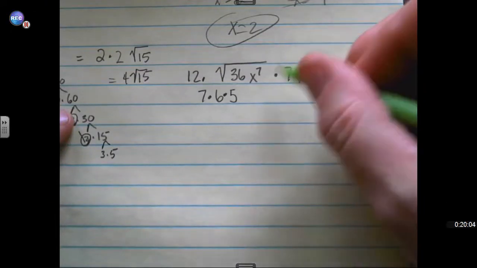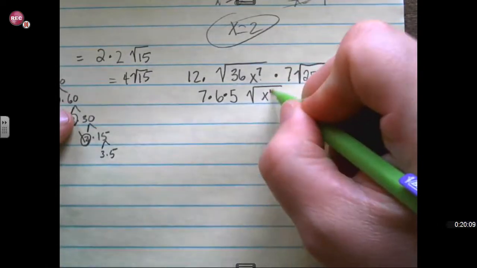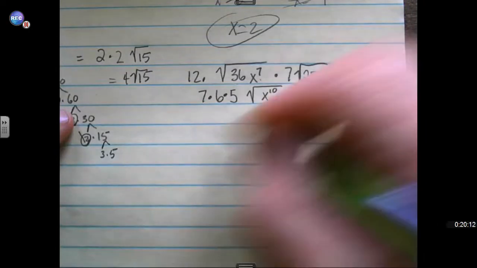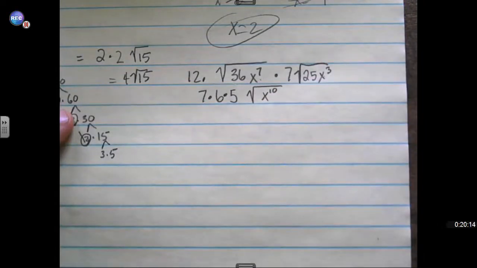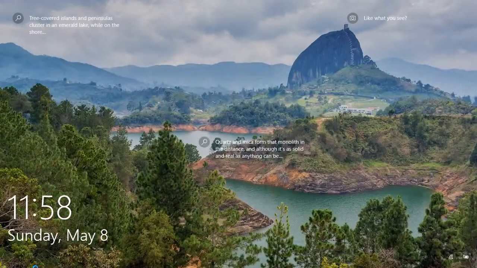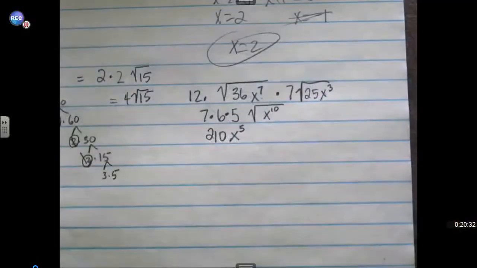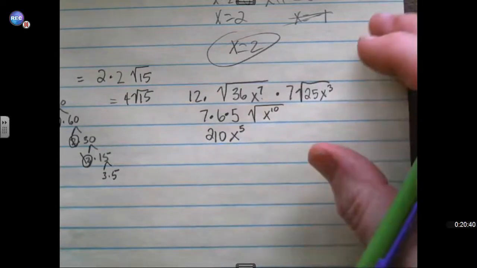And then I have x to the 7th times x to the 3rd, which is x to the 10th. So when I multiply this out, I get 210, and the square root of x to the 10th is x to the 5th. So when everything comes out of that radical, then the radical sign disappears, and that's just our answer.